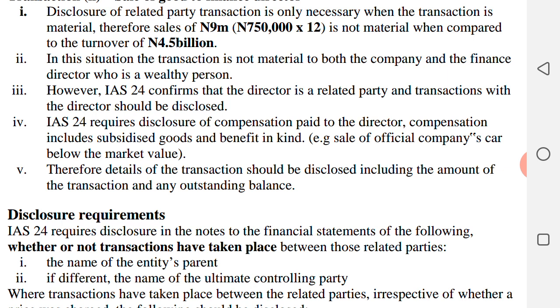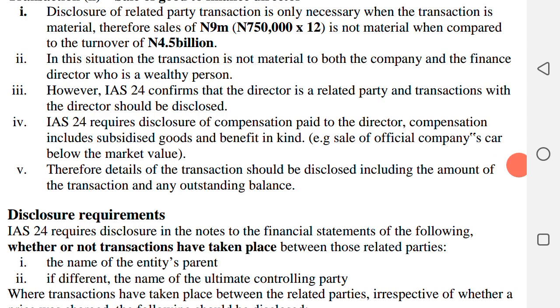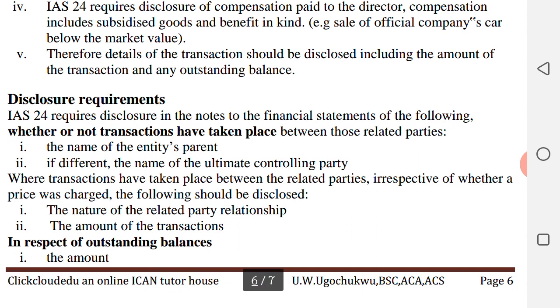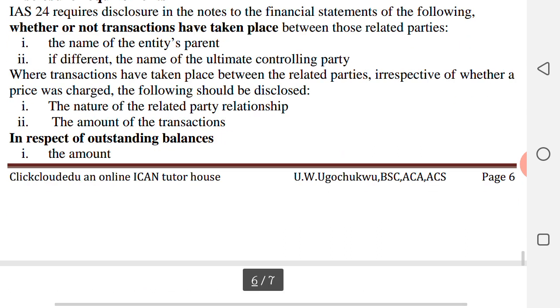IAS 24 requires the disclosure of compensation paid to the director, which also includes subsidiary goods and benefits in kind. So we also disclose the car. At least let the users know that the company sold a car to the director. So just disclose it, though it's not significant, it's immaterial. Therefore, the details of the transaction should be disclosed, including the amount of the transaction and any outstanding balances. These are the items in which the standard says we should disclose. So you should read up the disclosure requirements of the standard.